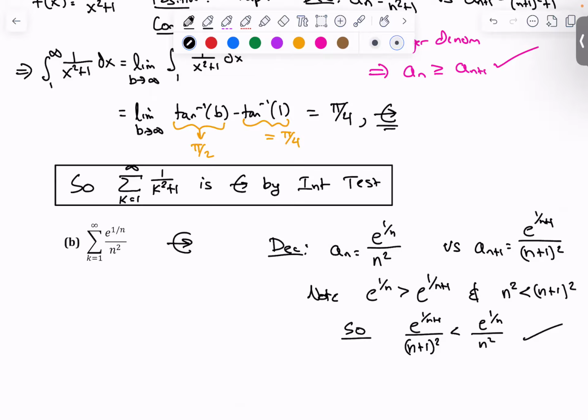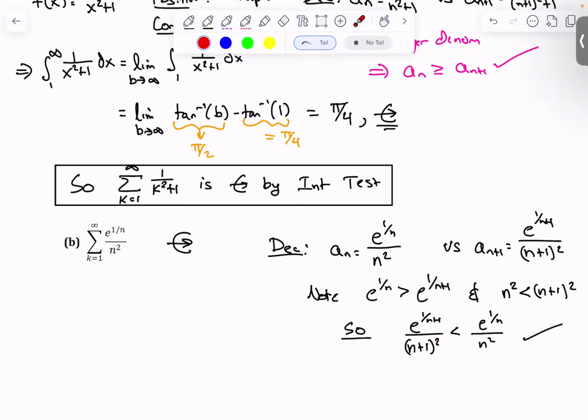However, because the exponent on the e is 1 over n, if we go a further one in the sequence, 1 over n plus 1, this is going to be a smaller number because there's a bigger denominator. Meaning that, because e is an increasing function, if I plug in a smaller number, I get a smaller value. So this is smaller, this is bigger, resulting in a double whammy, if you will. Both the numerator is getting smaller and the denominator is getting bigger, so it's getting even smaller.